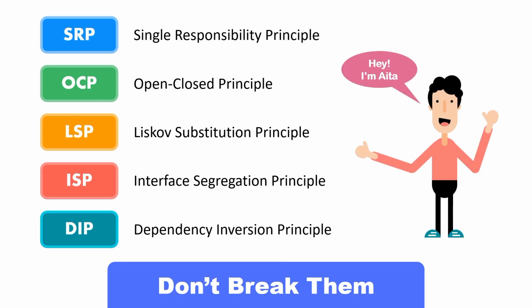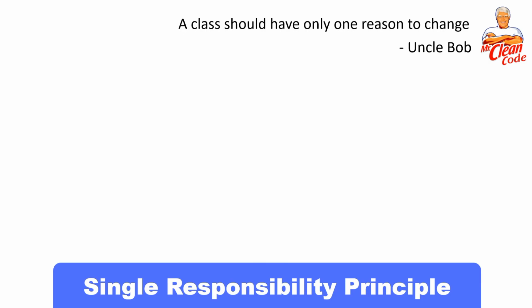Here we have Mr. Aita with us, who will be our guide to understanding these principles with some real-world examples. Let's get started. The first one of the SOLID principles is the Single Responsibility Principle or SRP. This principle is all about keeping things simple and focused.